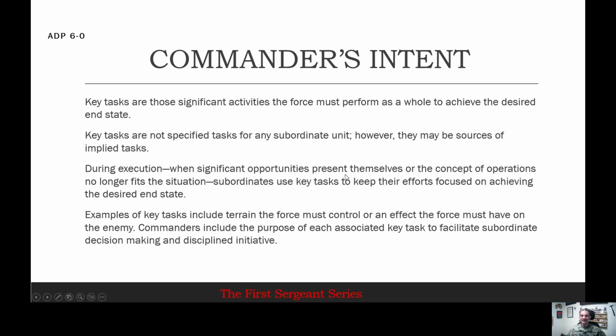Key tasks are those significant activities that the force must perform as a whole to achieve the desired end state. Key tasks are not specific tasks for any supporting unit. However, they may be a source of implied tasks. During execution, significant opportunities present themselves when the concept of operations can no longer fit the situation. Subordinates use key tasks to keep their efforts focused on achieving the desired end state. Examples of key tasks include terrain the force must control, or the effects the force must have on the enemy. Commanders include the purpose of each associated task, facilitating subordinate decision making that helps exercise discipline and initiative.